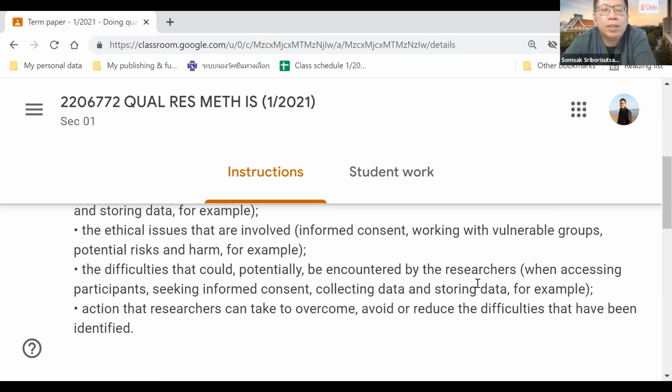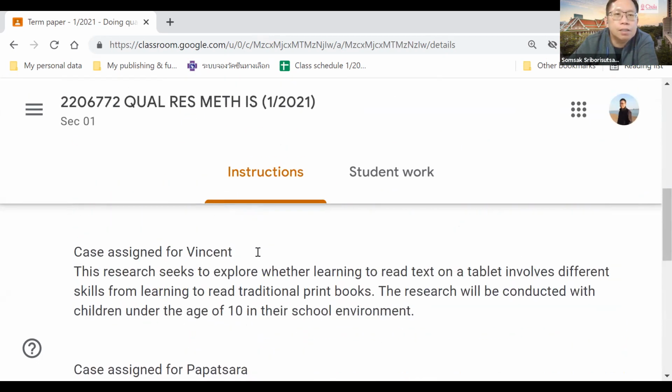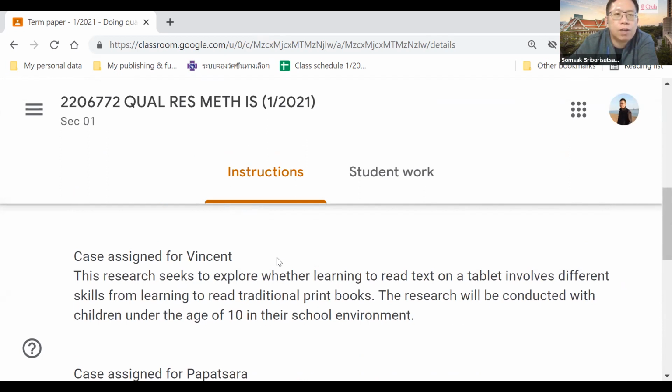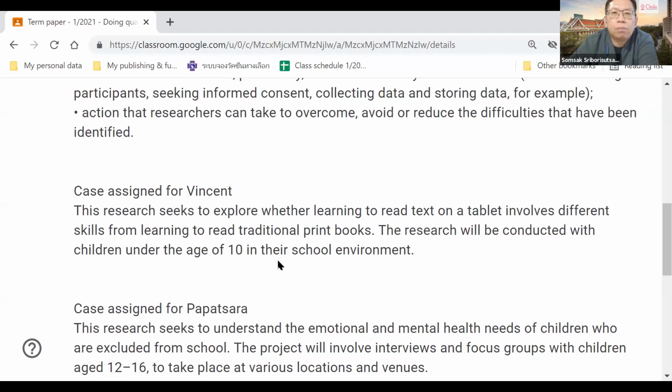And today you learned about the limitations of the research article we read together, right? We have a limitation, we know exactly, and we cannot solve everything, but what we can do is overcome, avoid, or even reduce the difficulty that has been identified. You can predict what will happen, and you can take preventive measures to reduce the difficulty you face with vulnerable people. The case assigned to you is quite different one by one. So when you give an oral presentation, you have a very good chance to learn from your classmates, because we have different cases. Okay.